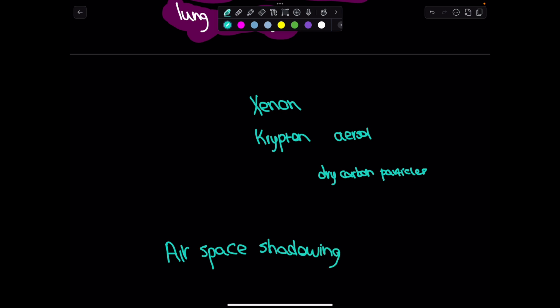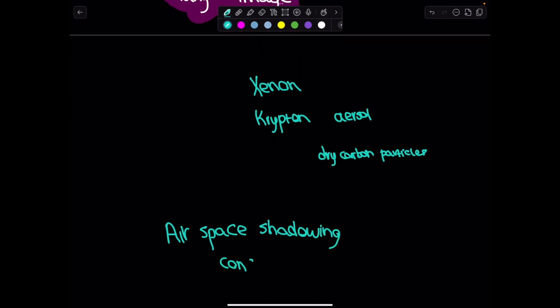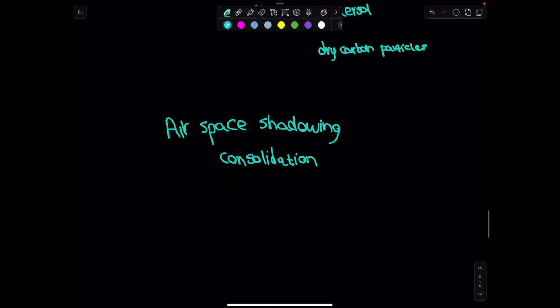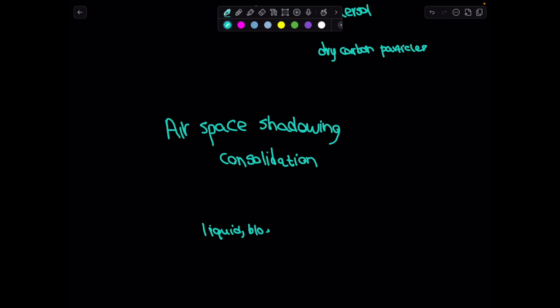Alright, let's dive into airspace shadowing and consolidation. In lung imaging, like on a chest X-ray or CT, airspace shadowing, also called airspace opacification, happens when the normally air-filled alveoli fill with something else: liquid, pus, blood, or cells. This makes the lung look cloudy or white instead of dark, since air is black on X-rays. Consolidation is a specific type of airspace shadowing where the alveoli are filled with fluid, pus, like in pneumonia, or other material, but the lung structure stays intact. It shows up as a solid, white patch on imaging, often with sharp borders.